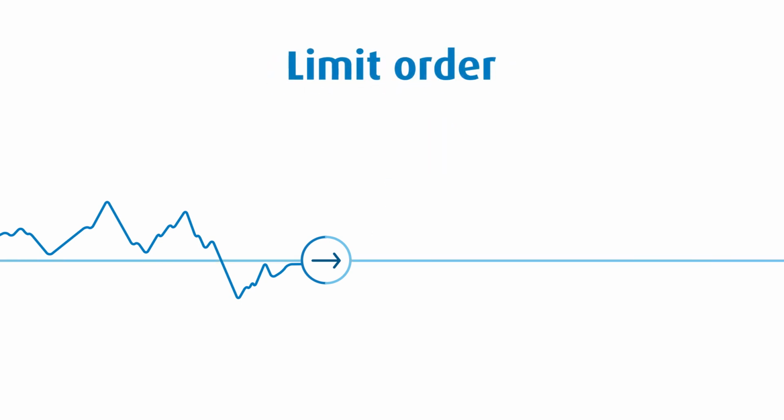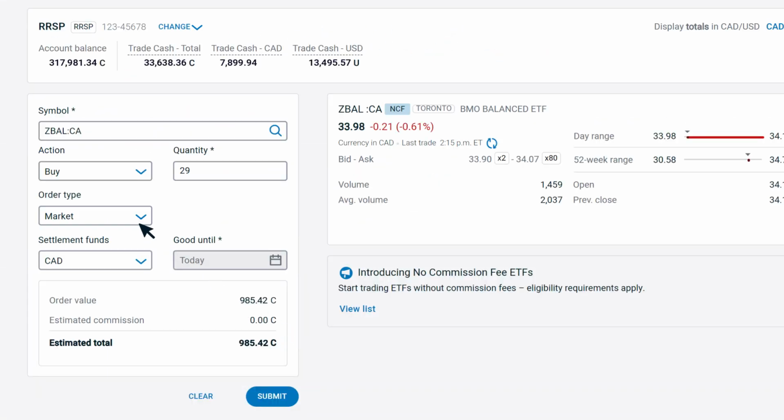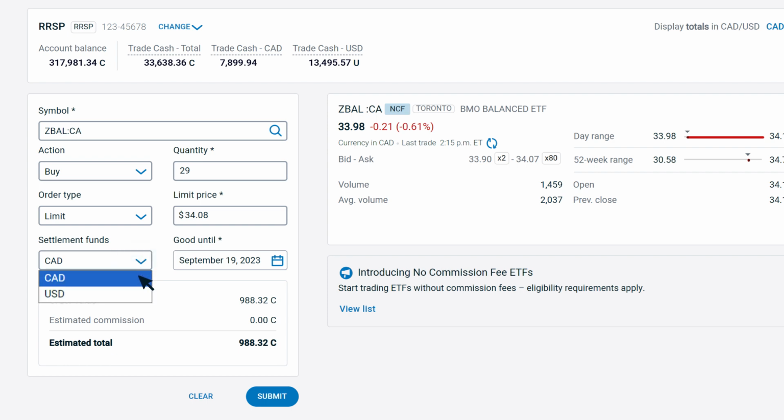With a limit order, we specify the highest price we'd be willing to pay. For example, 10 cents more than the current price. If the price shoots up before our order is filled, we won't accidentally pay the high price. And if the price stays flat or drops before our order is filled, we'll still benefit from the lower price. With this in mind, let's choose a limit order and set a limit price of $34.08, 10 cents more than the current price. We'll keep the settlement funds in Canadian dollars, as this is a Canadian security on a Canadian exchange, and we want to pay in Canadian dollars.